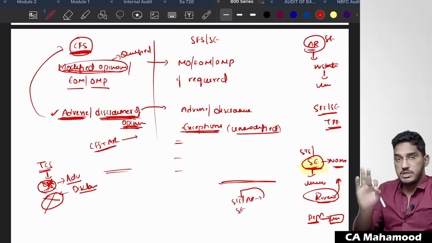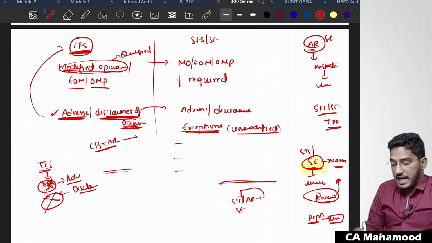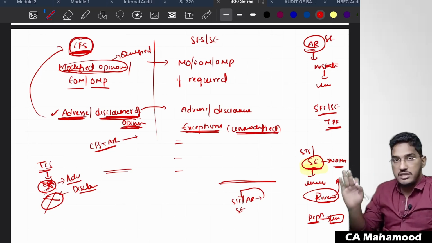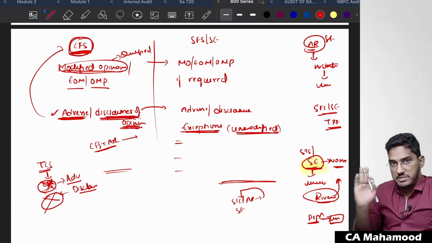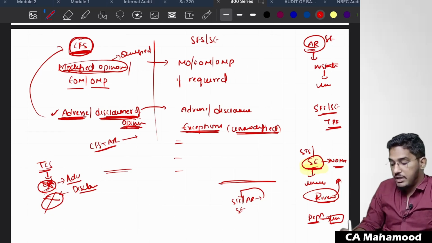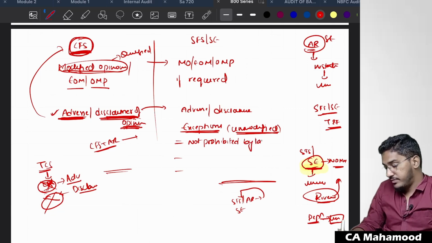So all three conditions must be fulfilled. If you are giving an adverse opinion or disclaimer of opinion on the complete set of financial statements, and you want to give an unmodified opinion on a specific element or single financial statement, generally you cannot do it. But if three conditions are fulfilled, then you can do it, in exceptional circumstances. What are they? Not prohibited by law or regulation.